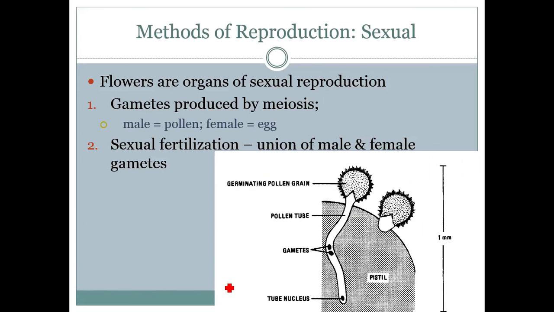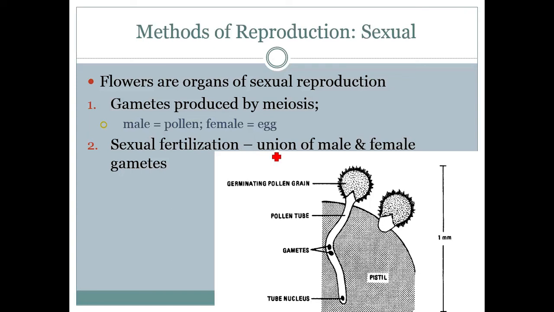So, in looking at some of the methods of reproduction, one of the methods that plants reproduce by is sexual means. Sexual reproduction involves gametes. The gametes have to come together: the male gamete, the pollen, and the female gamete, the egg or the ovule. These gametes are produced in the anthers and in the stigma, or the pistil. And sexual fertilization now, not pollination. Pollination is just the movement of pollen from the anthers to the stigma.